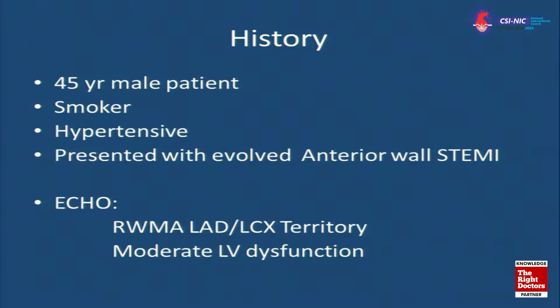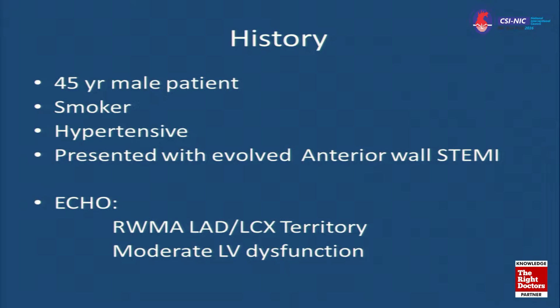Good afternoon, everybody. Today we have an interesting case. This is a 45-year-old male who is a smoker and hypertensive. A few days back he presented with an evolved inferior ST elevation MI. The echo shows regional wall motion abnormality in the LAD and LCX territory with moderate LV dysfunction.